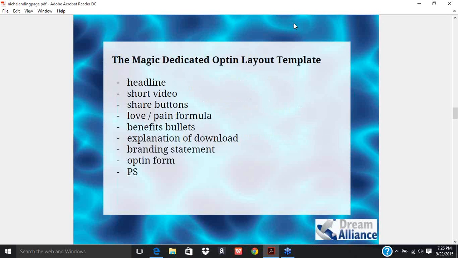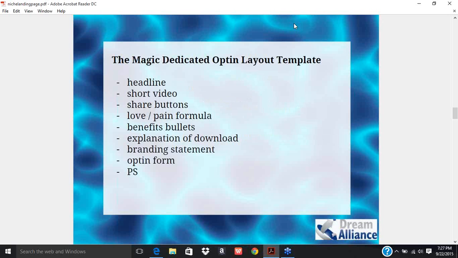So there's a magic dedicated opt-in layout template that I wasn't the first to devise, but I've added to it. It starts with the headline, and you saw that in the be an expert on TV one. And I'll show you some examples of really killer headlines, and that's probably 75% of what they're going to see first, and is going to convince them that this is what they need. The other 25% is made up of watching the video and glancing for about 3 to 7 seconds at the bullet points. If you have much more than that, you're wasting time.